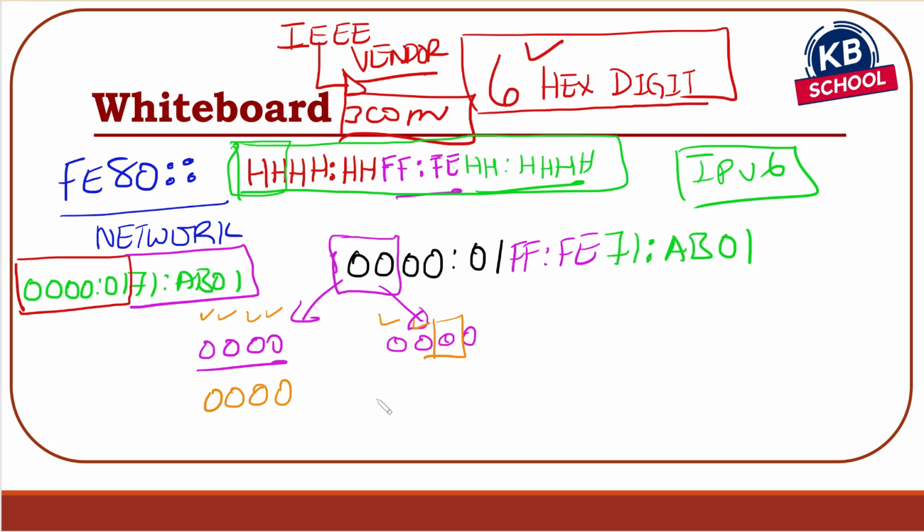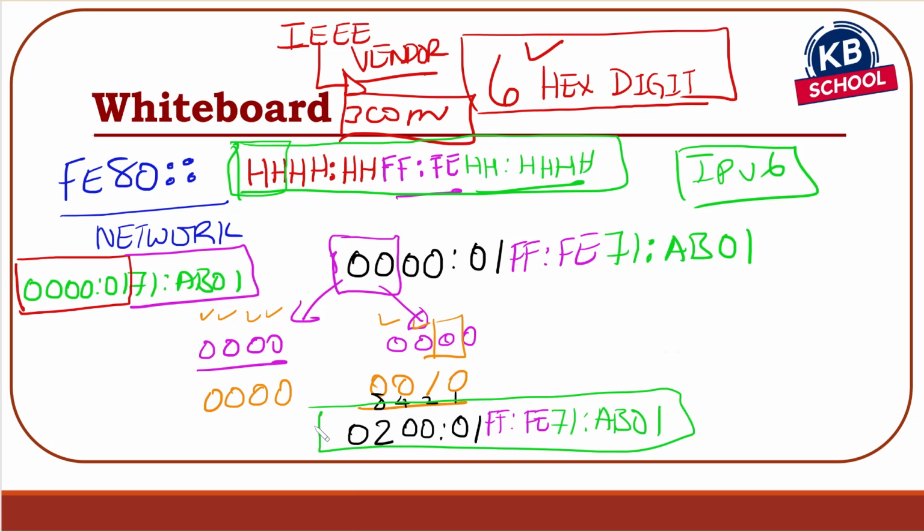So 0000, 0010 is what it becomes. So this second digit changes to what? The host address here becomes 01, which is 1 becomes a 2. 1, 2, 4, 8. Remember, this is in binary. I need to write it in hex. So it becomes 02, 00, 01, FF, colon FE, and then the remaining of the MAC address, which is AB01. So this is what the address is going to be.